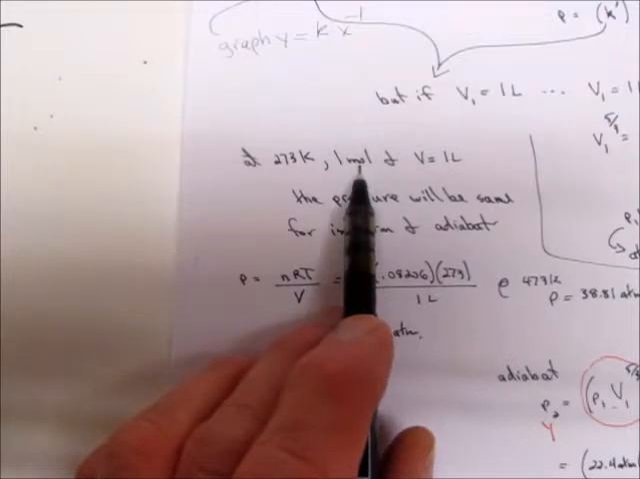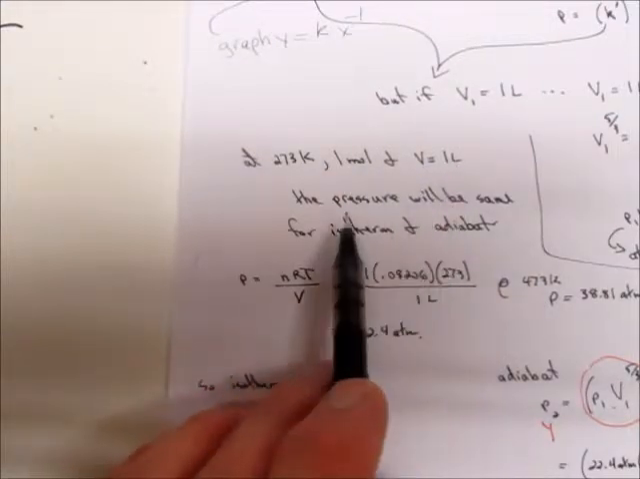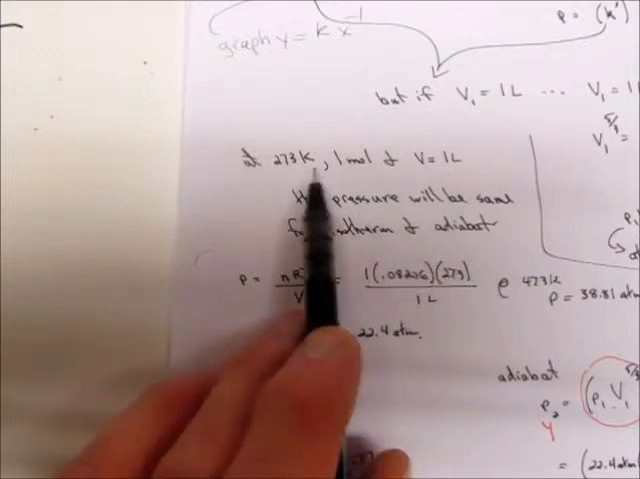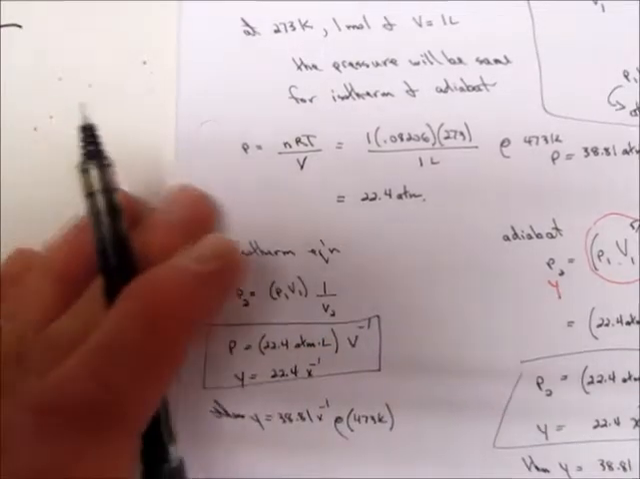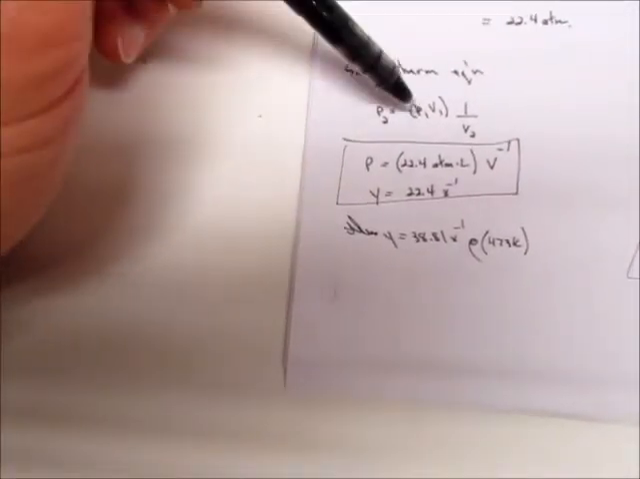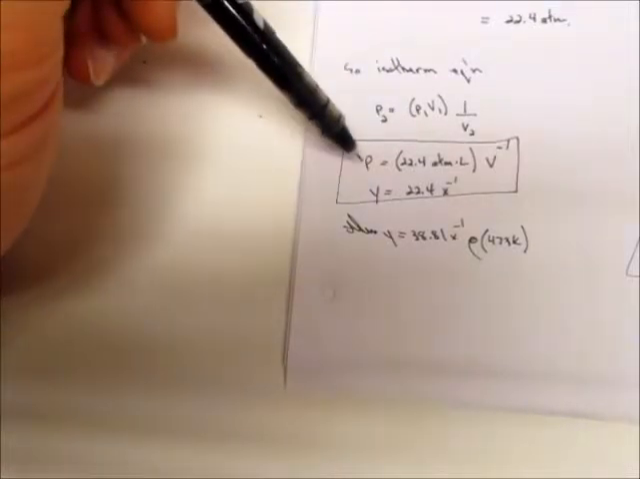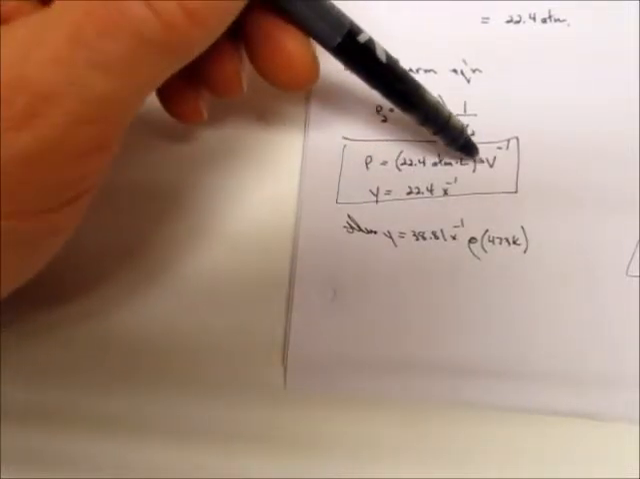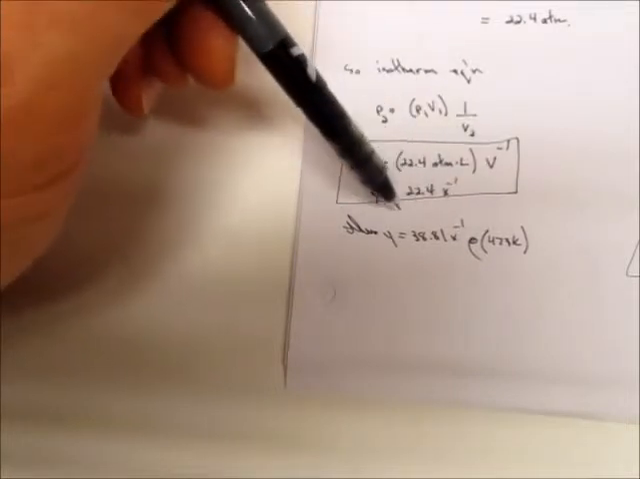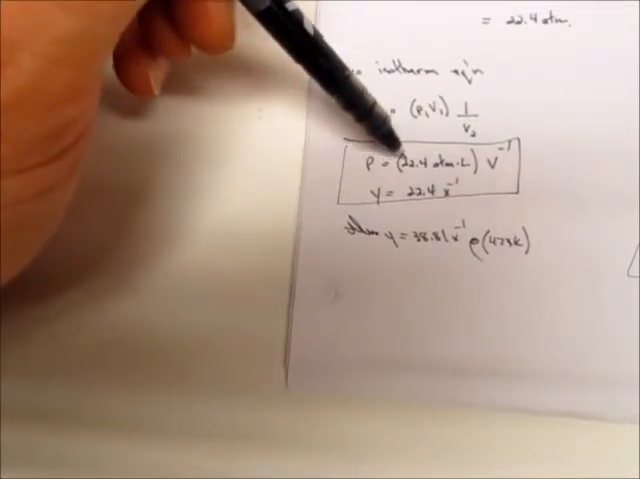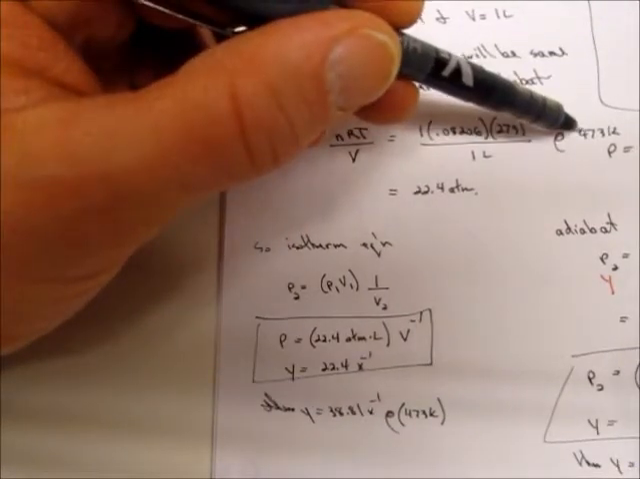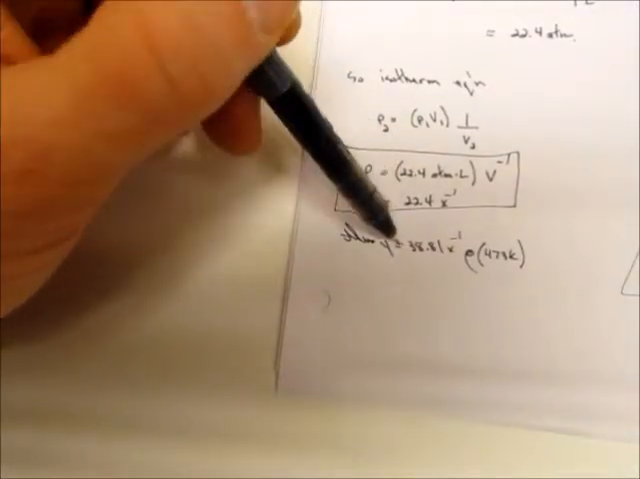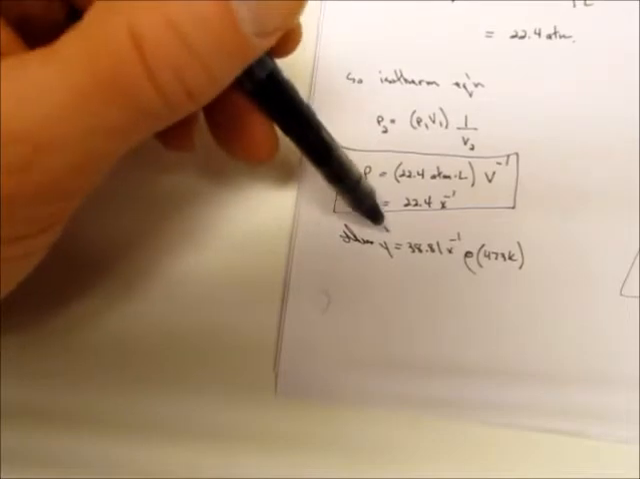So what I've done here is I said, okay, at 273, let's pretend you have 1 mole, and let's start with 1 liter. Okay, the pressure will be the same for the isotherm and the adiabat. This is your starting point. So the pressure was 22.4. So for the isotherm equation, you can basically graph P equals 22.4 atmosphere liters times 1 over V, and you graph this, right? And then for the second graph at the higher temperature, see that one right there? I already showed you. This is what you'll graph. So you're basically graphing these two lines in Excel.